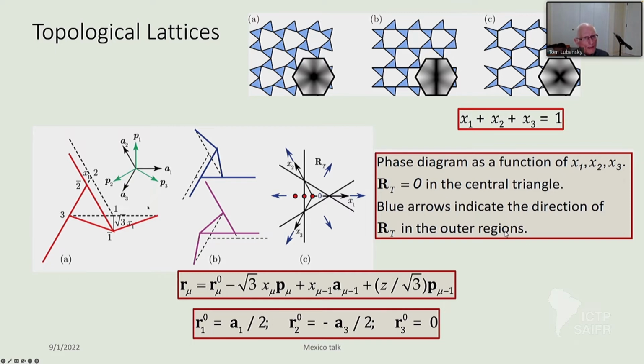X mu minus 1, a mu plus 1, so that if it were the 1, it would have a direction like this, and then we ignore this one. But we do constrain x1 plus x2 plus x3 to equal 1, and we have a phase diagram where in the center we have the non-topological phase. And on the edges, we have topological versions in which the blue arrows indicate the directions of the generalized RT, the vector that characterizes the reference cell that we're talking about. Okay.